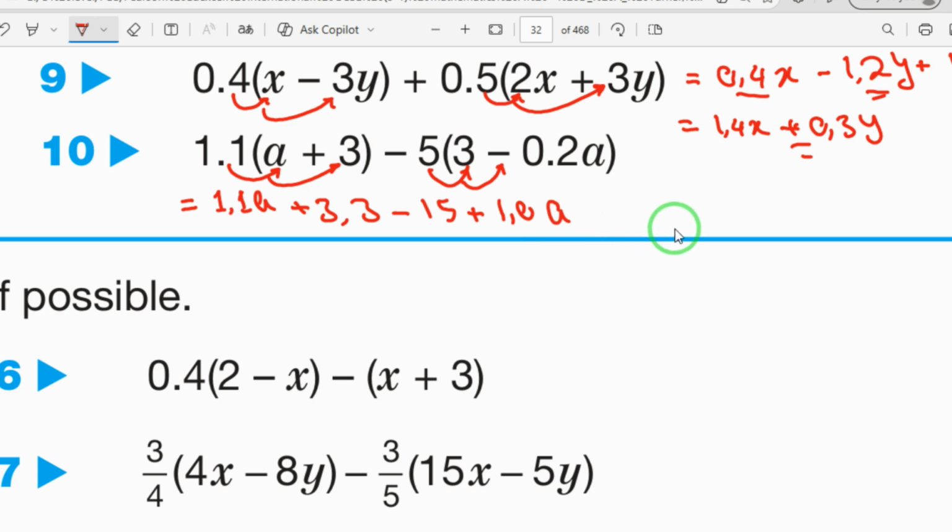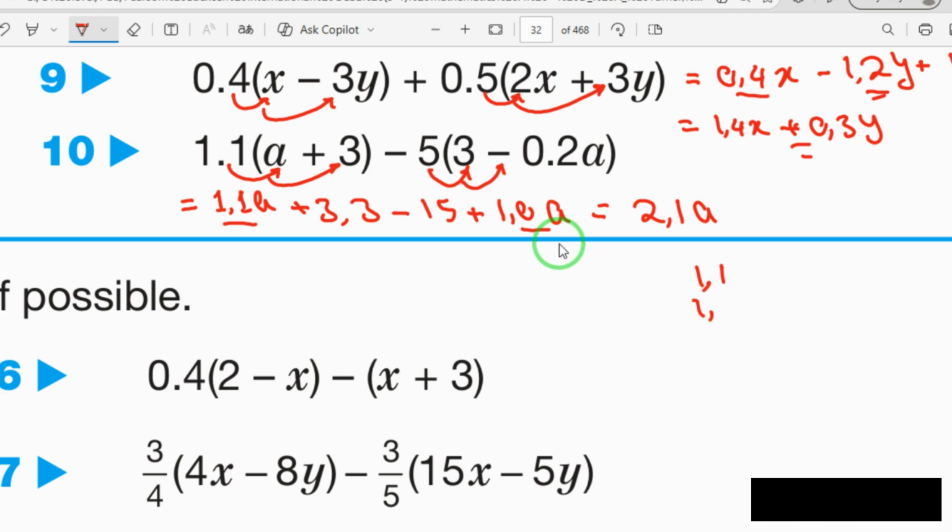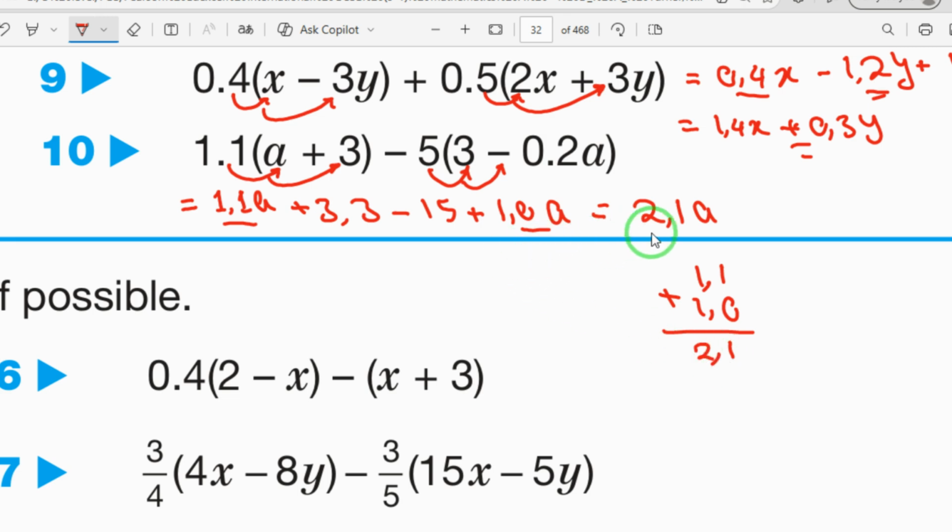Now we look for like terms. Here we have a, and also here they are like terms. 1.1 plus 1.0 become 2.1a. We take one of them. Here I solve with detail. 1.1 plus 1.0: we add 1 plus 0, 1, and we bring down the decimal point. 1 plus 1 become 2, 2.1. We write here 2.1a.